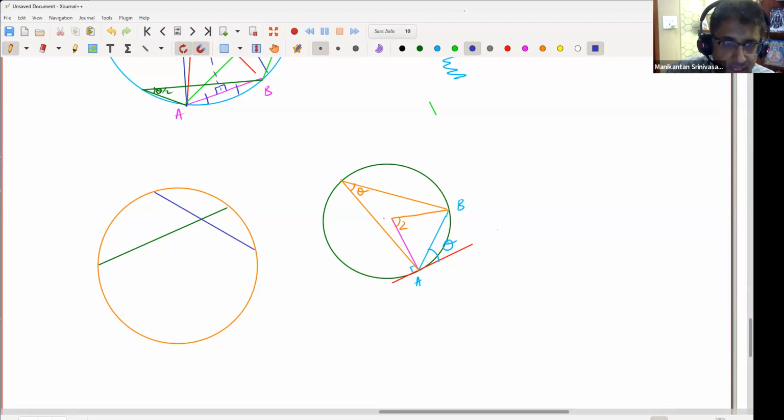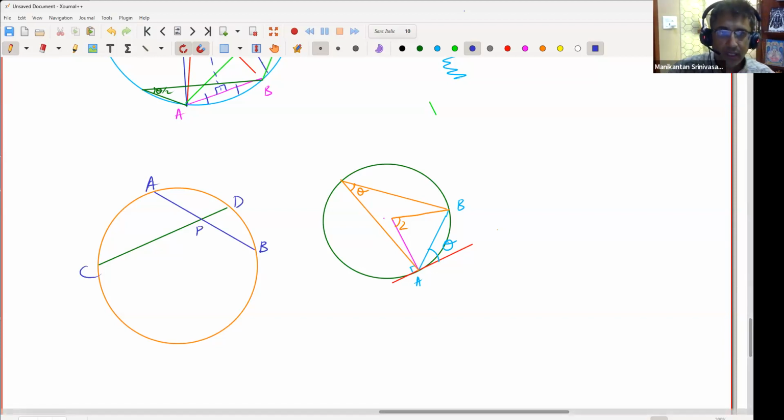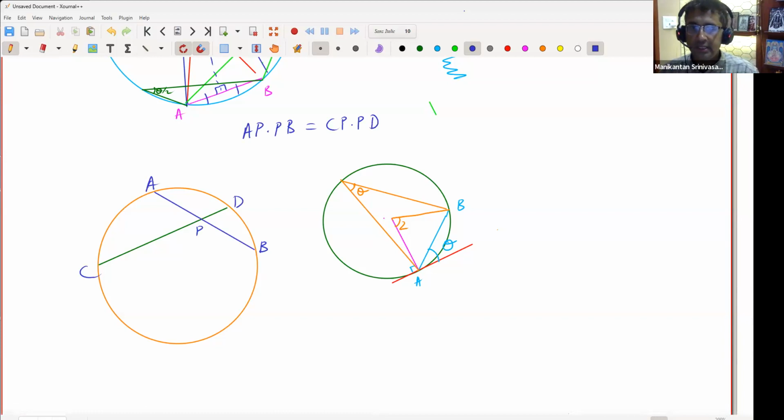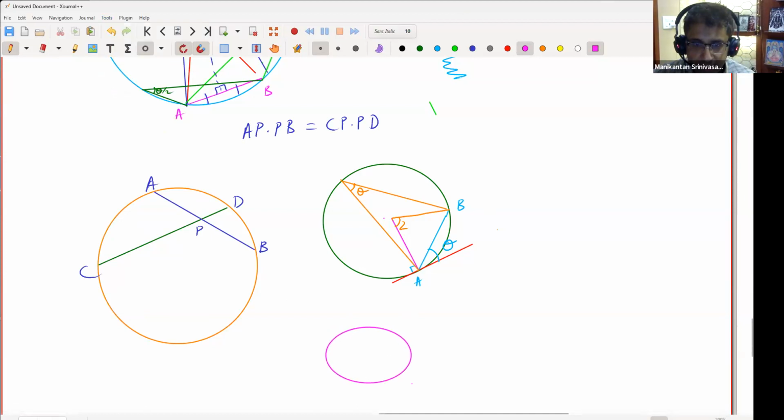Now, if this is A and this is B, and this is C and this is D, and let's say the meeting point is P. Okay, now AP into PB will be same as CP into PD. And more importantly, this property holds good even if the intersection happens outside the circle.